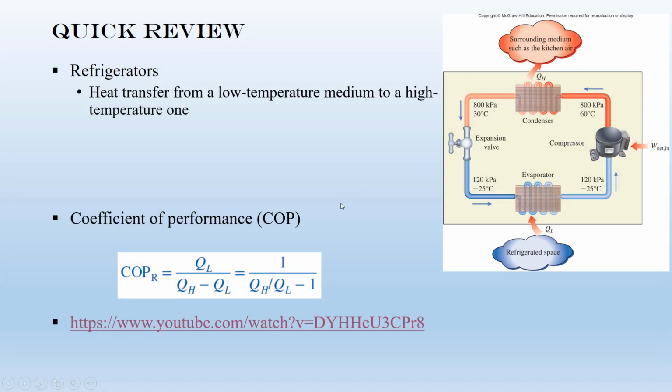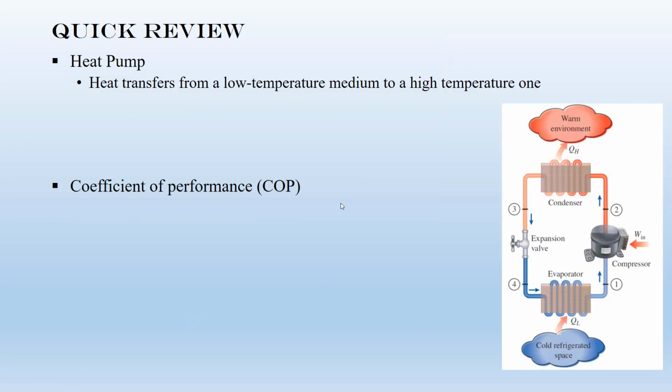Okay, guys, this is the concept of a refrigerator. And then the last cycle that we discussed in my previous lecture was the heat pump. A heat pump has the same concept as a refrigerator. A heat pump is used to transfer heat from a lower temperature medium to a higher one. So both heat pump and refrigerator have the same equipment, the same concept. The only difference is in the desired output. For the refrigerator, the desired output is QL. However, for the heat pump, the desired output is QH.